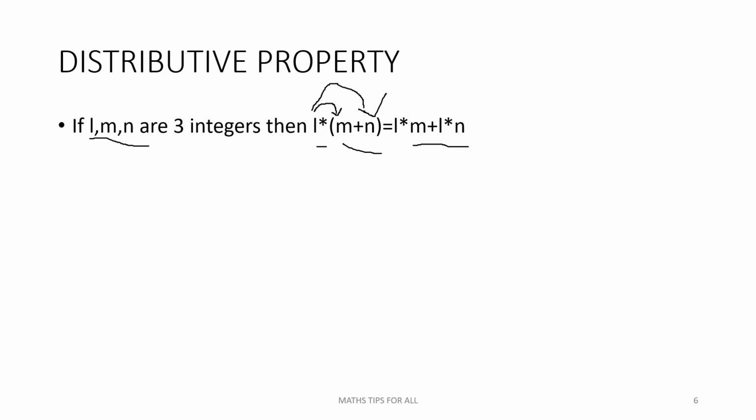What is the sign between these two multiplications? It is plus. So that's why we have placed a plus over here: L into M plus L into N. So I hope you understood this.